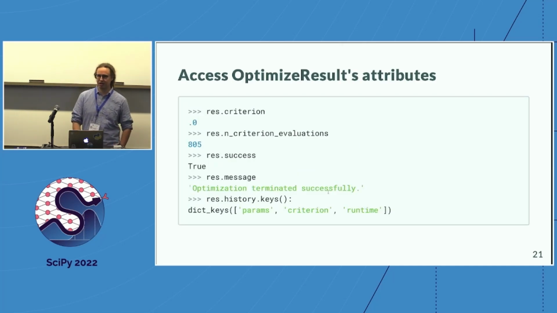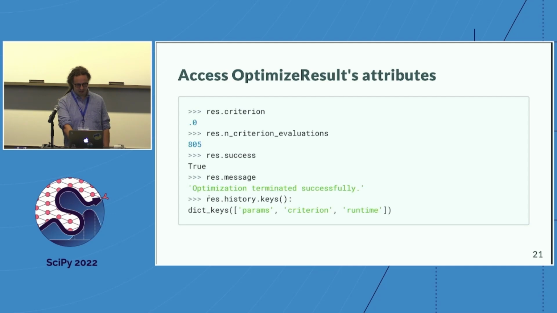The optimized result also has attributes similar to the scipy optimized result. So if you want to continue doing calculations with your optimal parameters or optimal function value, you can access them here. If you want to know more about the success or not, a convergence message and so on, you can also do that.